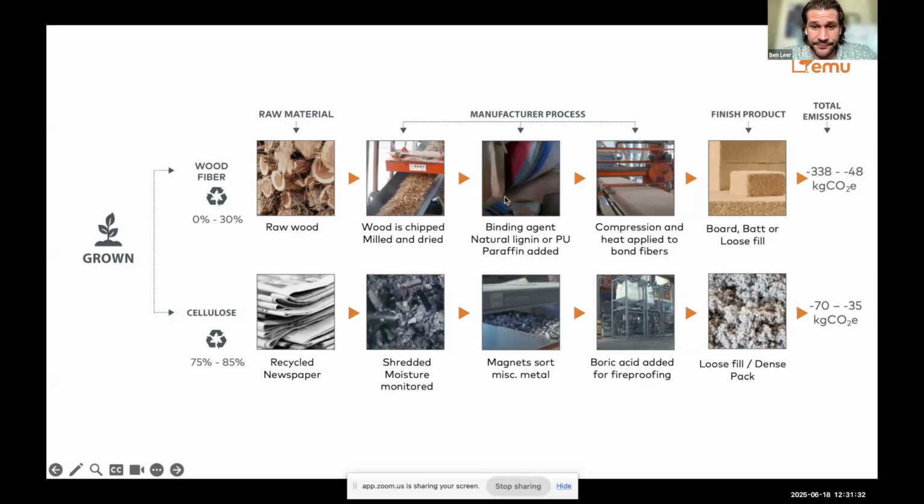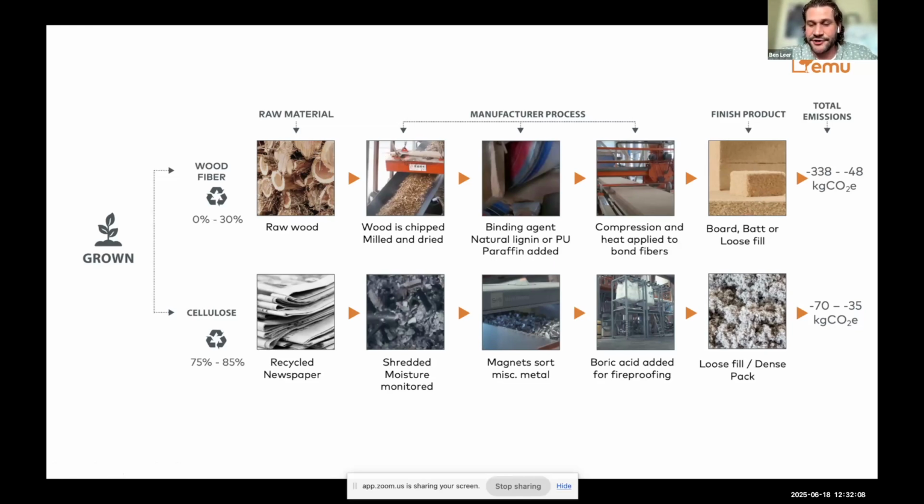It's then sent into a process where a binding agent is added. This could be a natural lignin or a polyurethane binding. Some of it gets paraffin added for waterproofing. That material is then compressed and heated to create these bonds between the fibers. And the final product can be a wood fiber board or bat, or they also have a loose fill product. And because we're using a grown material, the embodied carbon of this type of material is very low.